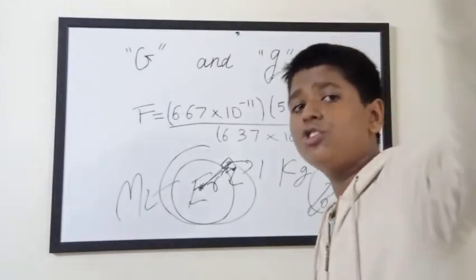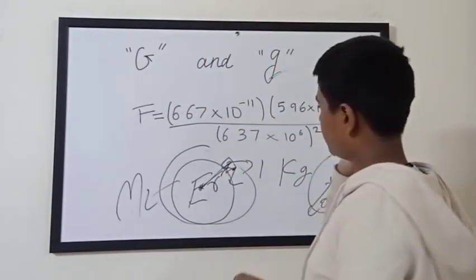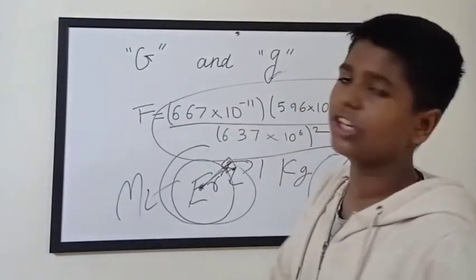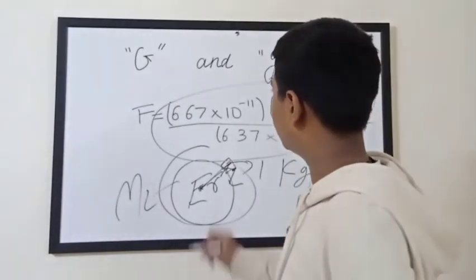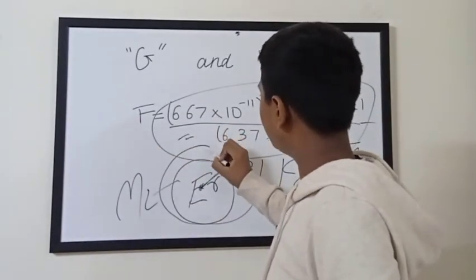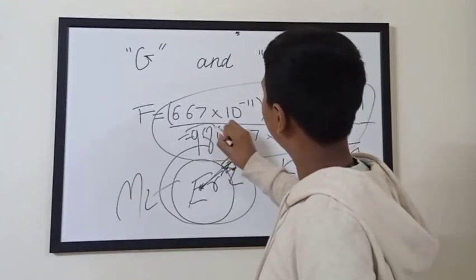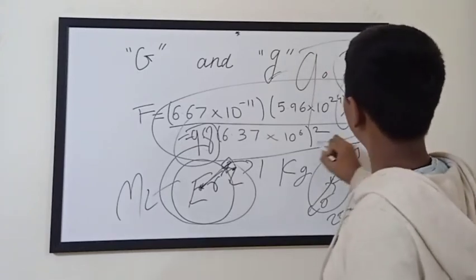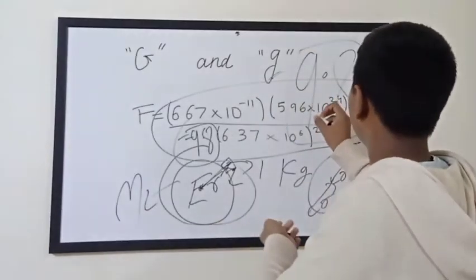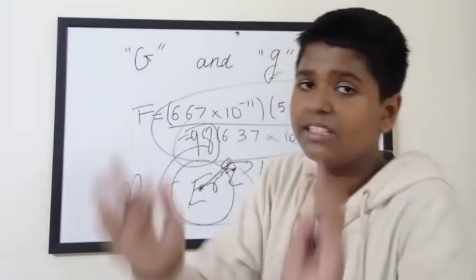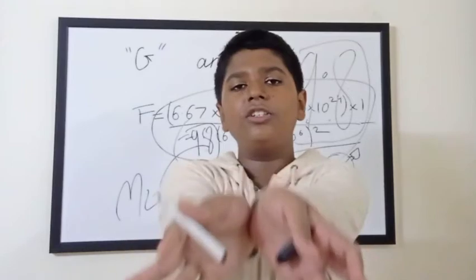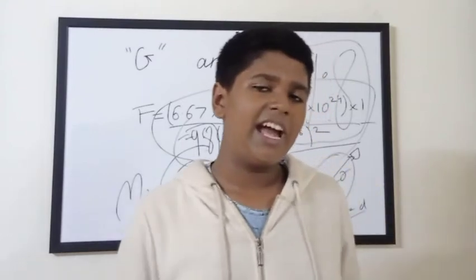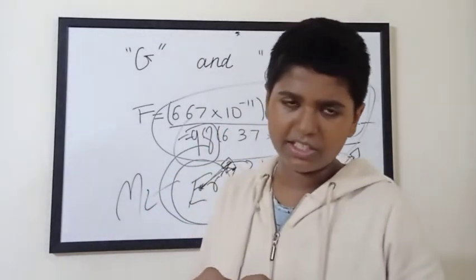Now, we need to square this 6.37 into 10⁶. If we square this and solve this entire equation, we will get the answer as 9.8 newtons. What will be the answer? 9.8 newtons. 9.8 newtons will be the value of your small g. But for simplicity, many students take this 9.8 newtons as 10 newtons. Why? Because it is simple for calculation.